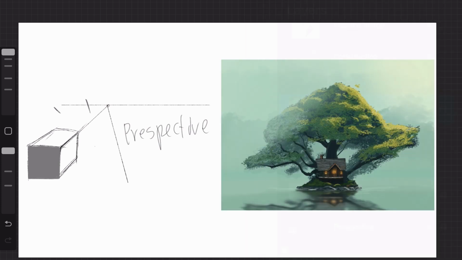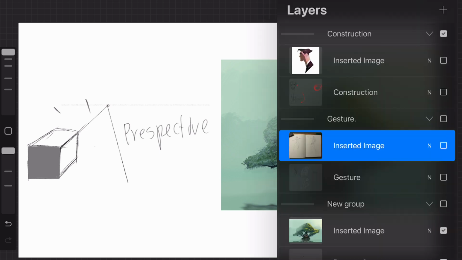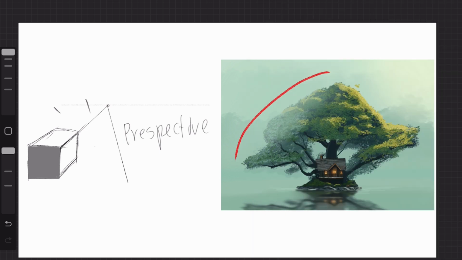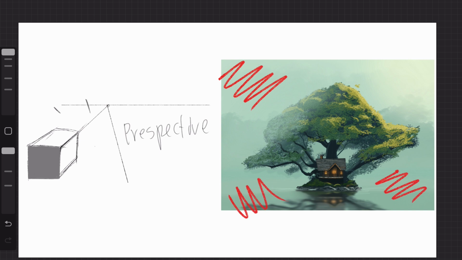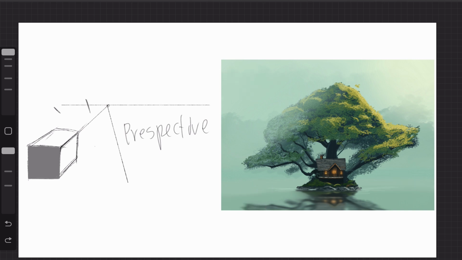I feel like it has helped me with a greater understanding of perspective and giving a sense of depth, where the subject is placed, like this tree, for example. Where it's placed compared to the rest of the image gives you a sense of, okay, if I was in this scene, this is how it would feel like, so to speak, if that makes sense.